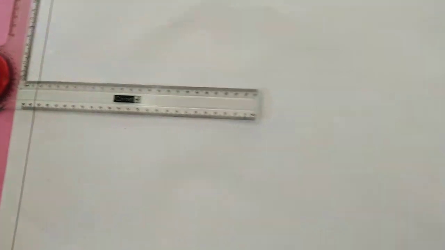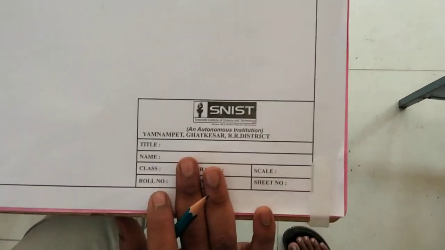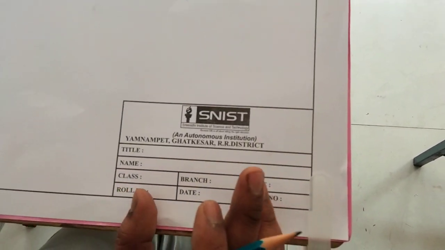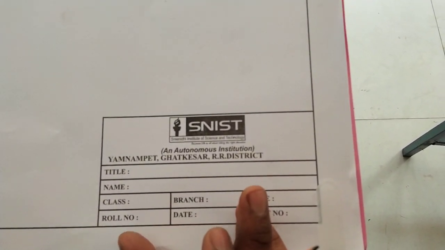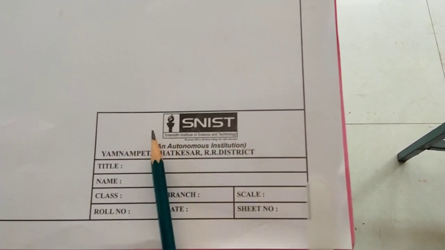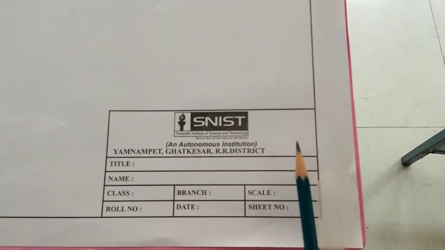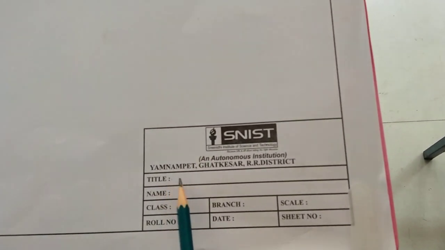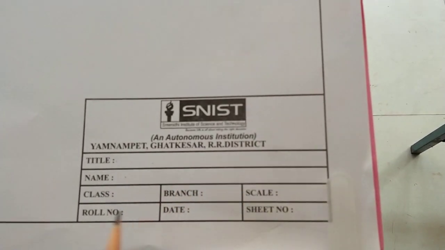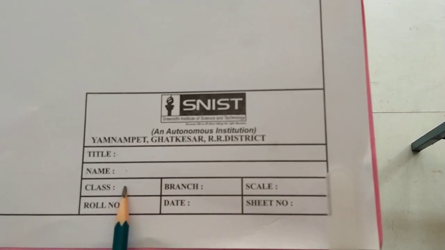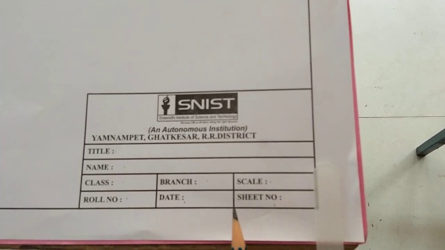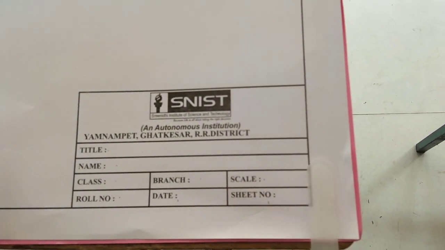After that, the title box is placed at the bottom right corner of your drawing sheet. Suppose this is not printed on the drawing sheet, we should prepare it also. Initially we have the college name, Srinidhi Institute of Science and Technology, and in the second row the title of the drawing sheet. We should write our name, and here class, branch, scale, roll number, date, sheet number are all available. We should fill everything before starting our drawing.